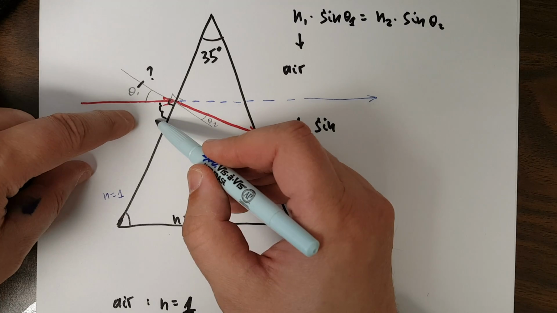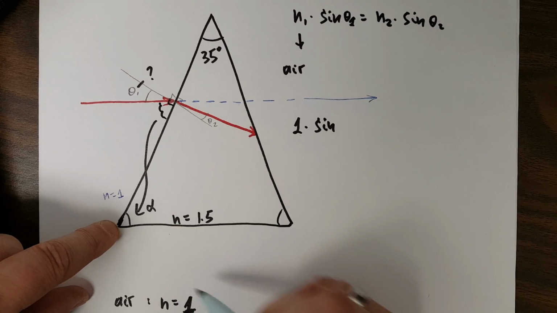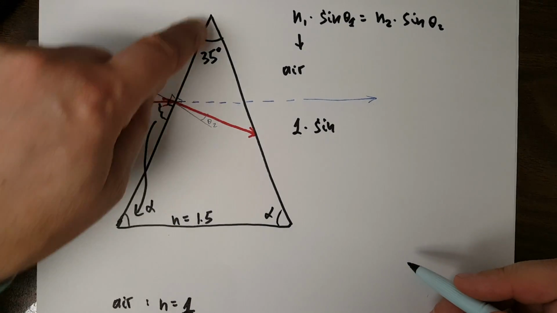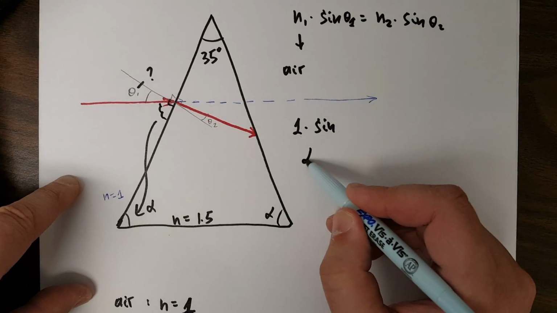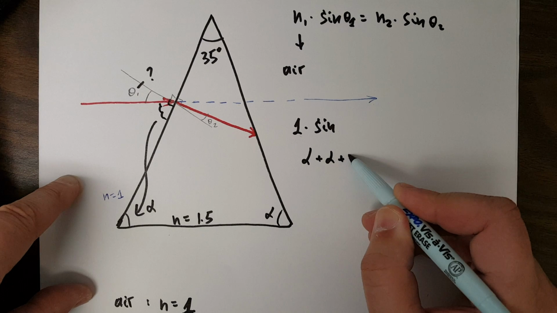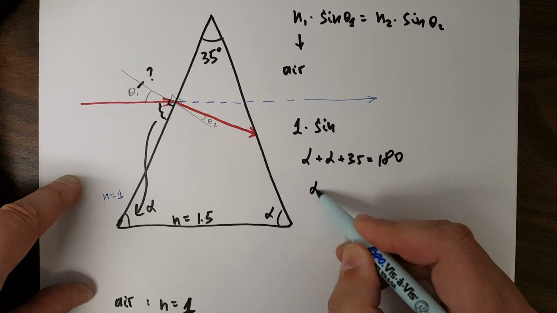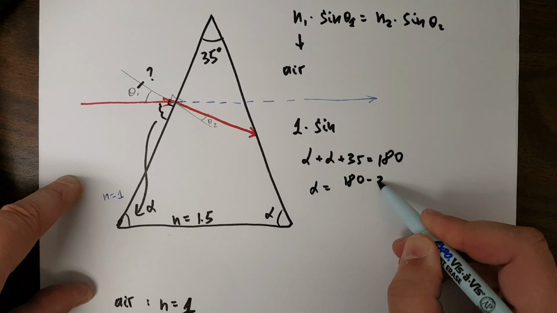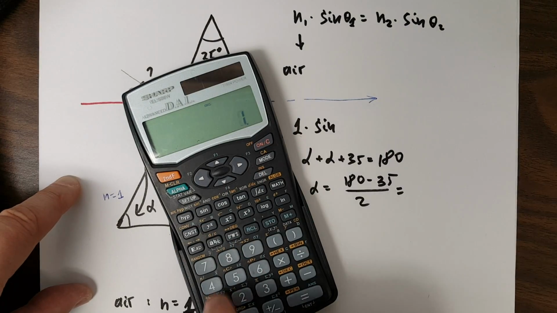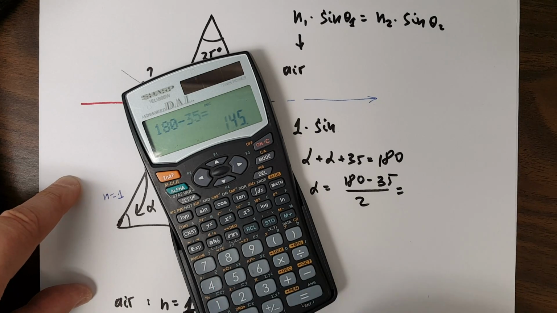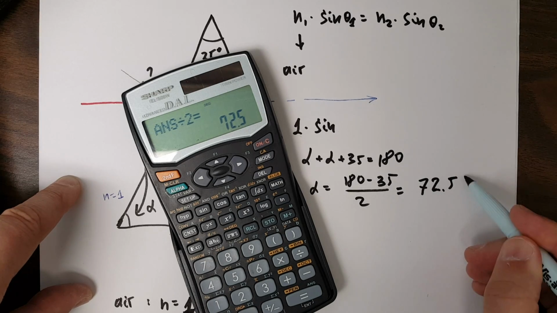So this angle is equal to that one. This angle, well, let's call it alpha, is the same as this one, and because that's a triangle, the sum of all angles has to be equal to 180. So alpha plus another alpha plus 35 will be equal to 180 degrees. So alpha is 180 minus 35 divided by 2, and 180 minus 35 divided by 2 gives 72.5 degrees.